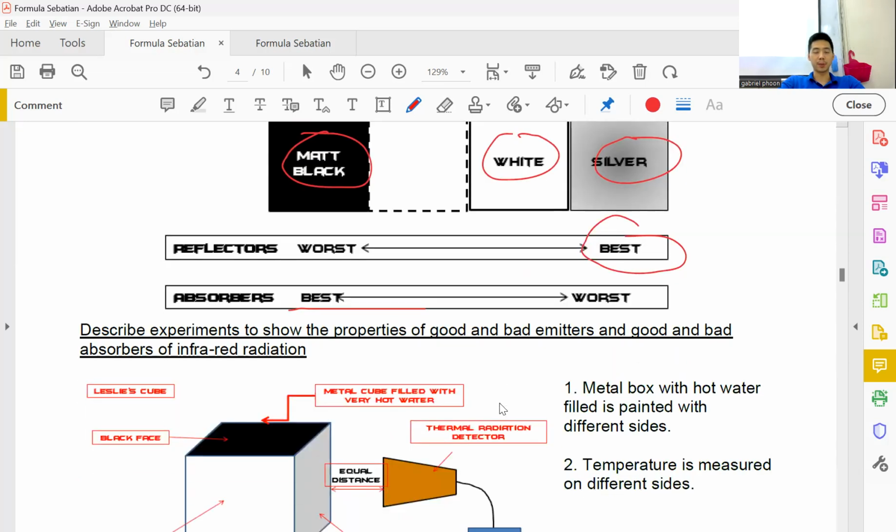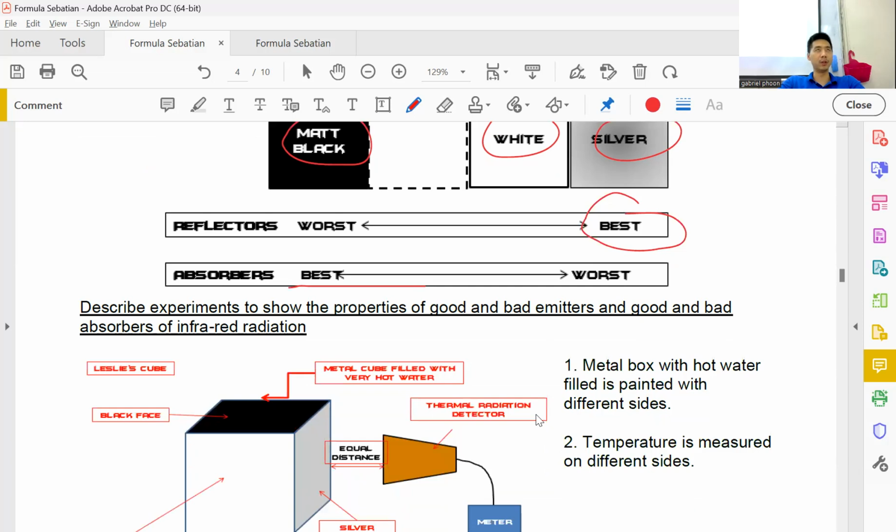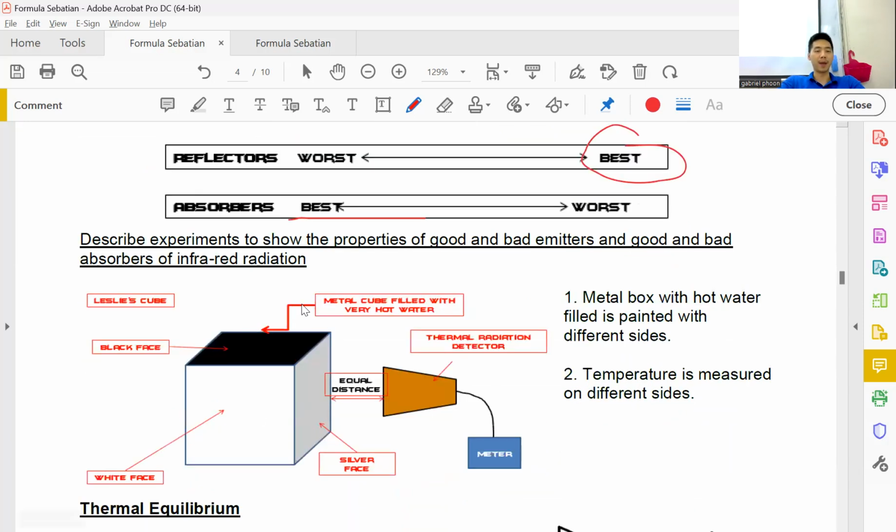A very simple experiment to describe how black, white, and silver emit heat differently is by having a metal cube painted three different colors: a black surface, a white surface, and a silver surface. If I pour 100 degree hot water into it, and take a thermal gun to measure each surface, which one do you think will be the hottest? The black will be the hottest one. Why? Because black is the best emitter of heat. It can emit a lot of heat upwards because it absorbs the most heat. So this one is that.